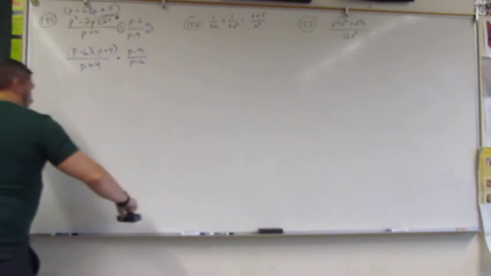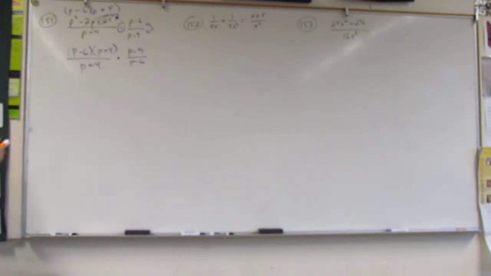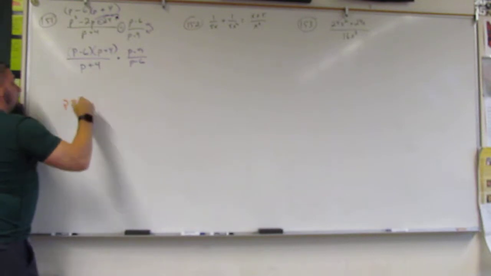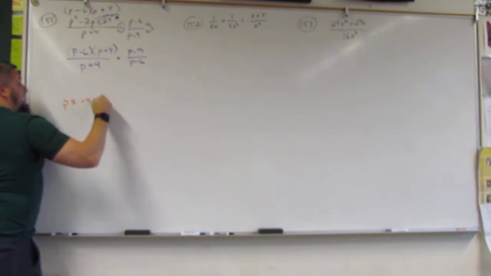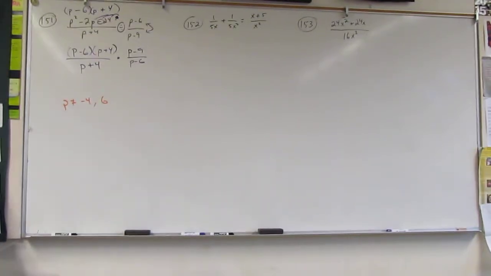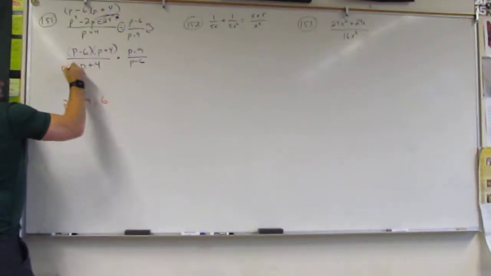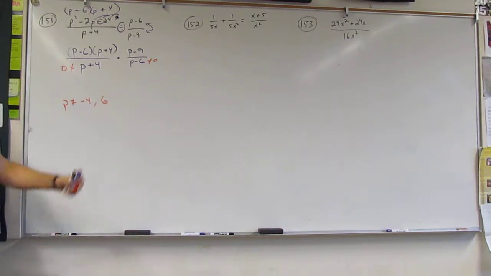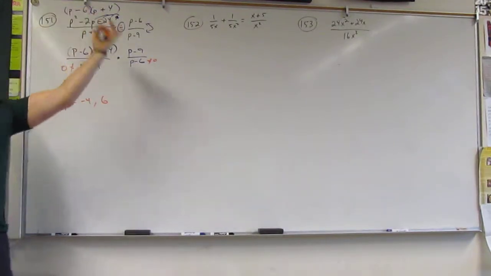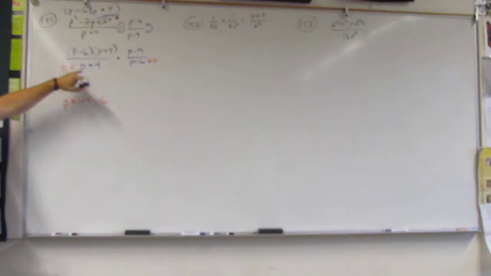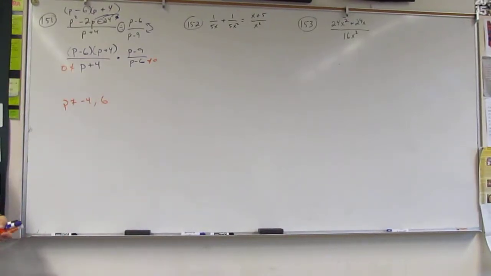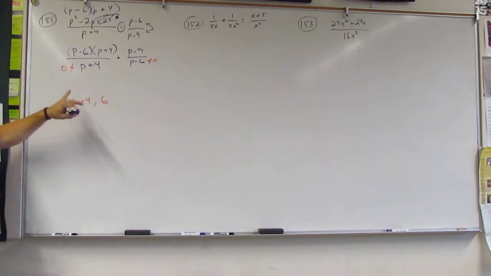Alright, erase that part. Now it's cake. You got to tell me what P cannot be, right? P cannot be negative 4 or 6, because this cannot equal 0, and this cannot equal 0. If P is 6, that goes to 0, boom, blows up. If this is negative 4, this goes to 0, boom, blows up. Okay? So we don't want that.